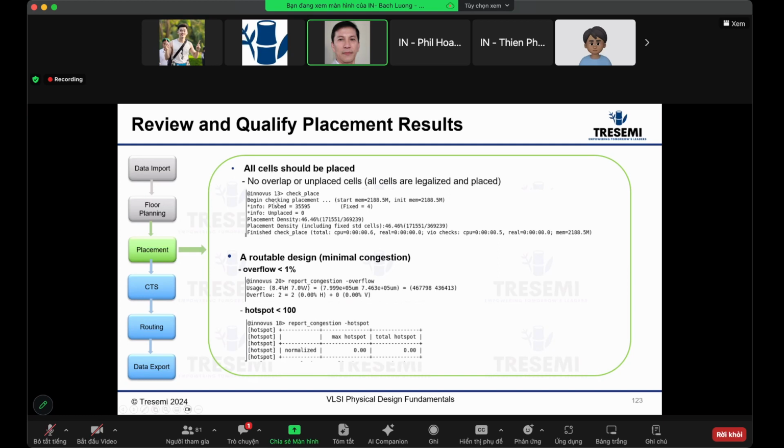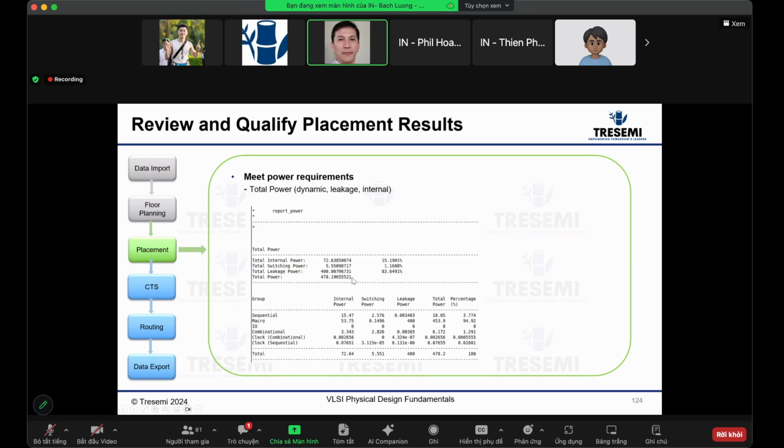And then your power requirement. That's the other thing. In low power design, these are very important. Make sure you do report power, and at this stage, just make sure you meet the requirement within the range that you need. We saw these reports before: internal, switching, leakage and total power. I think in the last lecture we talked about this, so this should not be foreign to you.